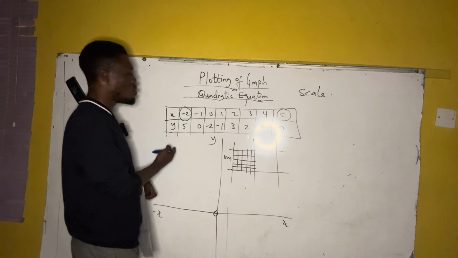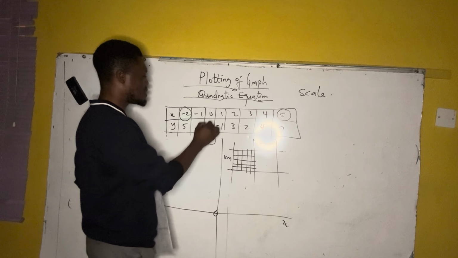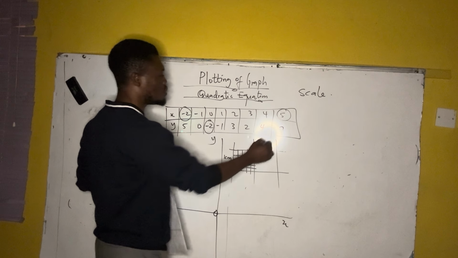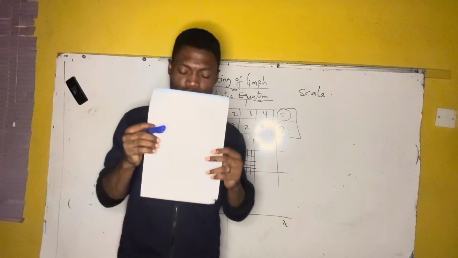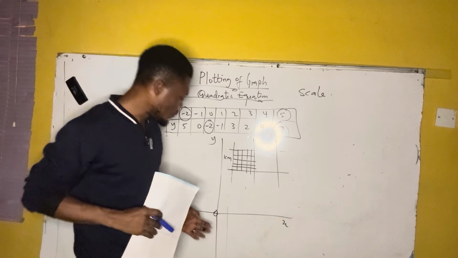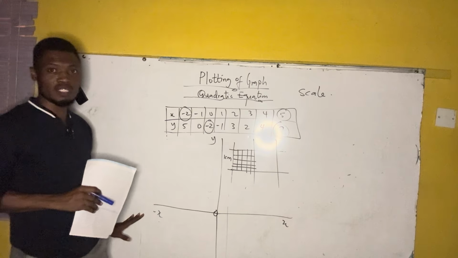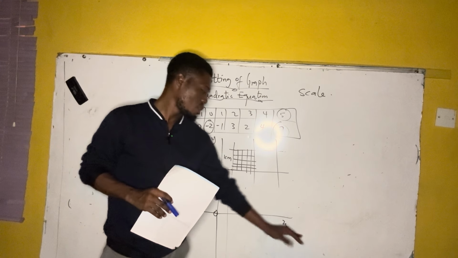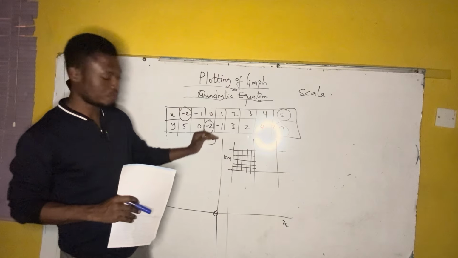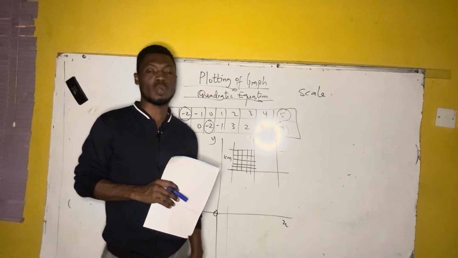Now, on the y-axis, what is the least value we have here? That's -2, and the highest value we have here is what? 7. Now, since you know that, then come to your graph. Don't forget, to this end is your negative x. To this end is your positive x. To this end is your positive y. To this end is your negative y.